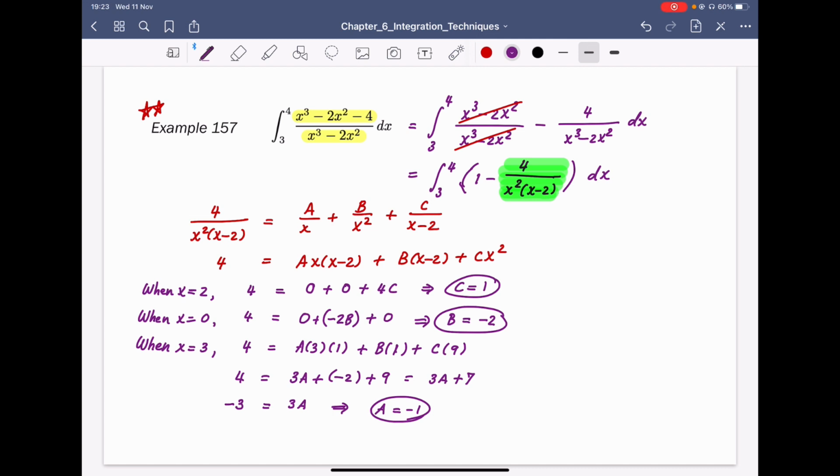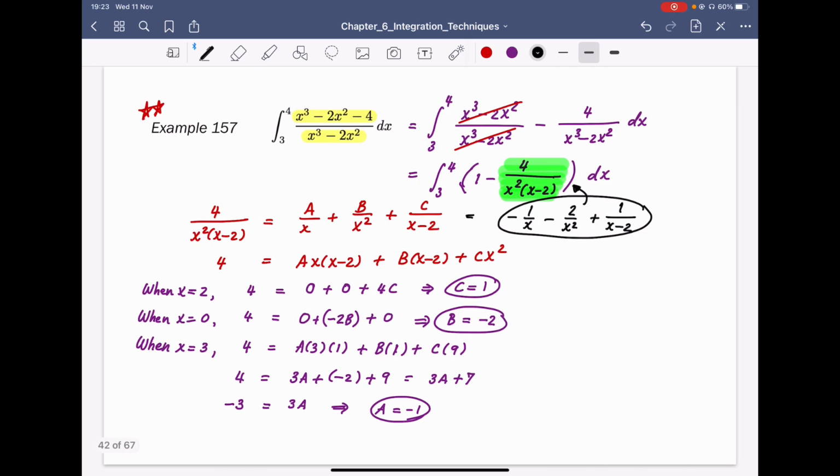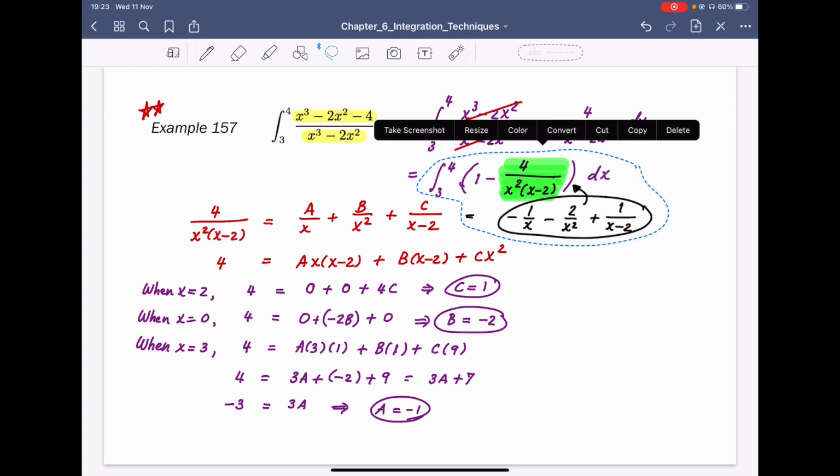You have to be careful and go slow on this step because you cannot mess up on the decomposition. I'm going to change the color to black, and now I have negative 1 over x here, and then minus 2 over x squared, and the last one is plus 1 over x minus 2. I'm going to replace it into the one that I highlighted in green. Sounds good. Let's go to the next page. We are going to copy this and do that on the next page.